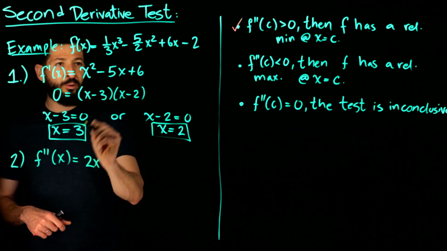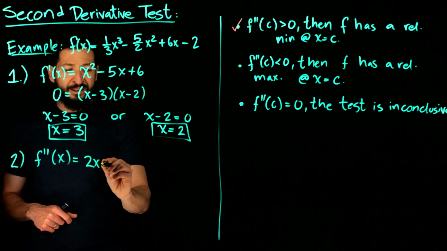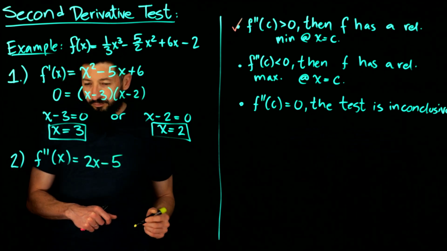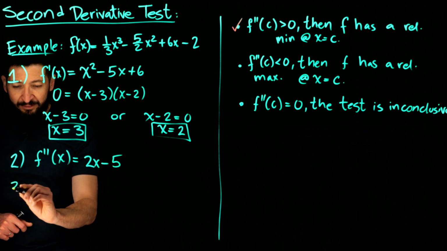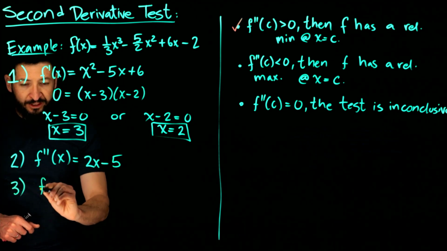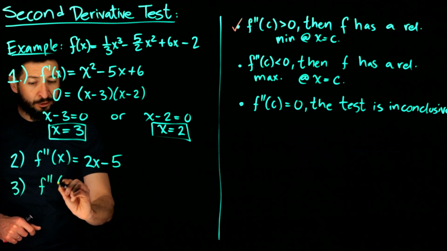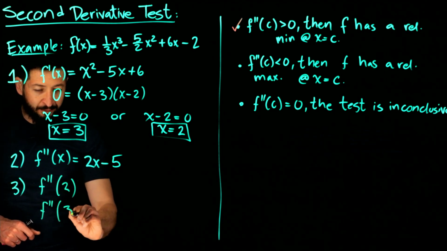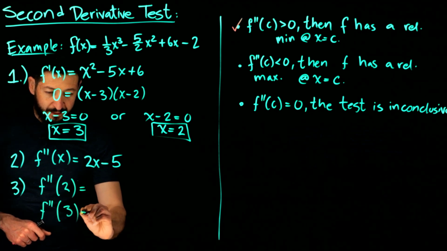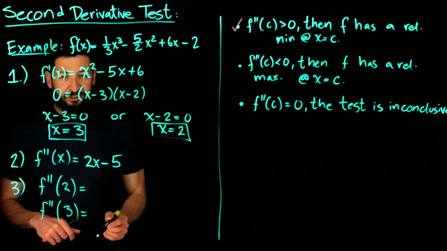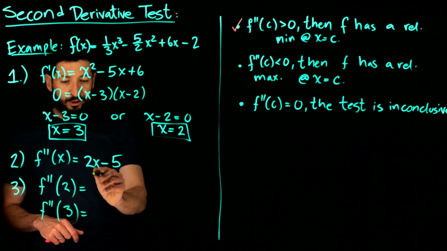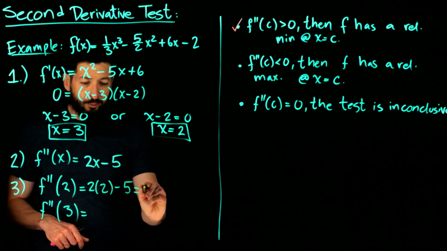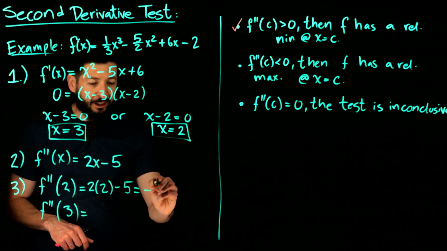And when I take my second derivative, I get 2x. Derivative of x squared is 2x. Derivative of negative 5x is minus 5. And derivative of 6 is 0. So now step 3, evaluate. Second derivative evaluated at 2, and second derivative evaluated at 3. All right, so here, second derivative evaluated at 2 is going to be 2 times 2 minus 5, which is 4 minus 5, negative 1.